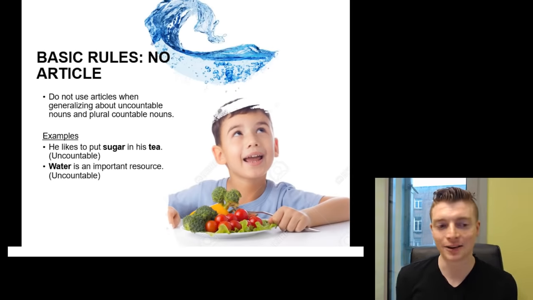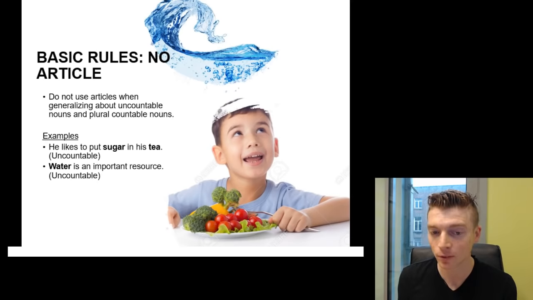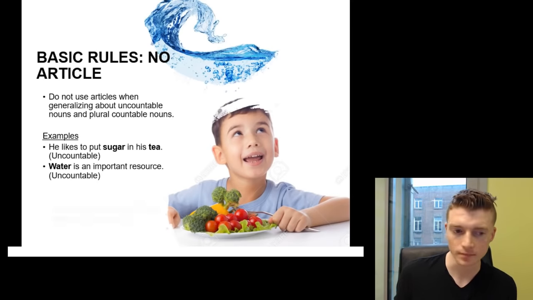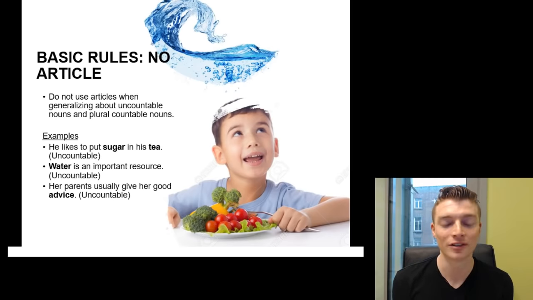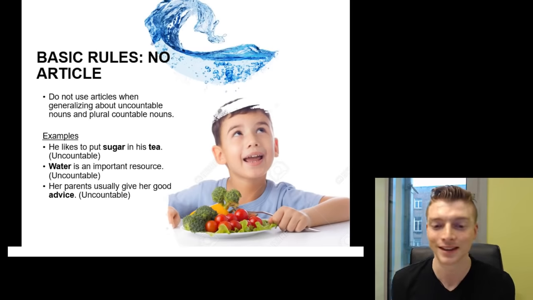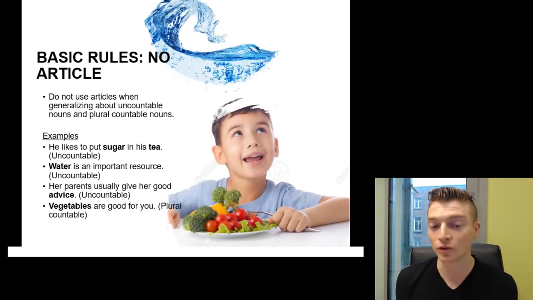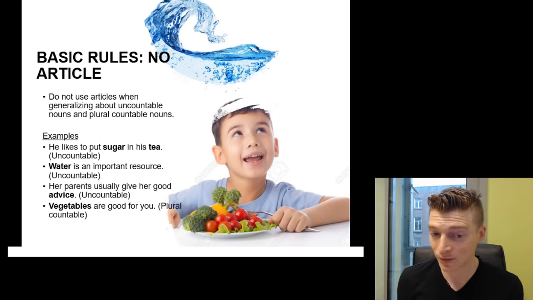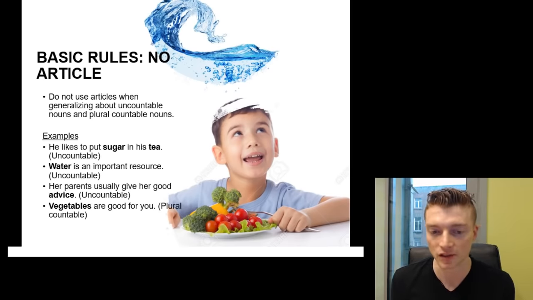Water is an important resource. So here we're talking about water, liquid, uncountable, no article. His parents usually give her good advice. Once again, advice, another example of an uncountable noun. You may remember looking at some of these examples a few weeks ago in our lesson about nouns. And finally, vegetables are good for you. Vegetable is a countable noun, one vegetable, two vegetables. Here we're using it in the plural form. We're speaking in general. No article is necessary.